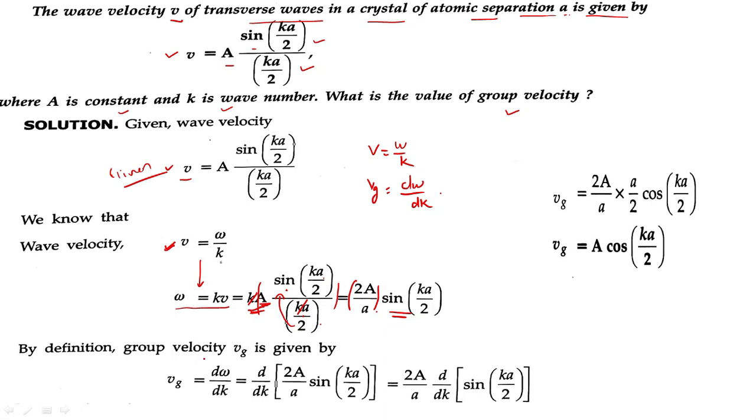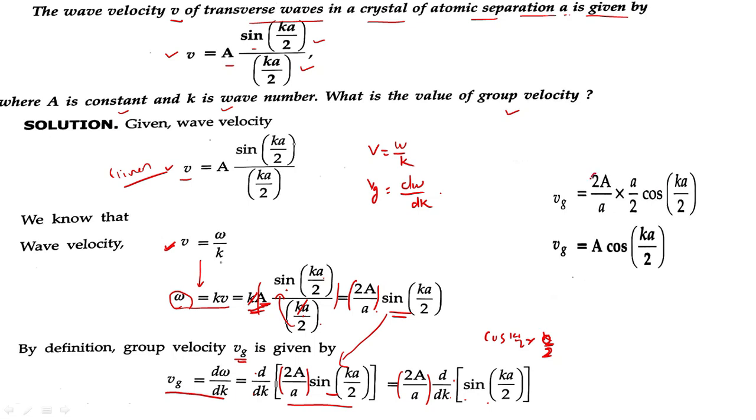Now what we need to find? Group velocity vg. So vg equal to d omega by dk, so d by dk of omega. What is omega? This is omega, so put the omega value here. By taking the derivative d by dk, in this part 2a by a is taken as a constant, so it is taken outside of the derivative d by dk of sin(k a by 2). Derivative of sin is cos, so cos(k a by 2). Also the derivative of k a by 2 with respect to k will be a by 2.